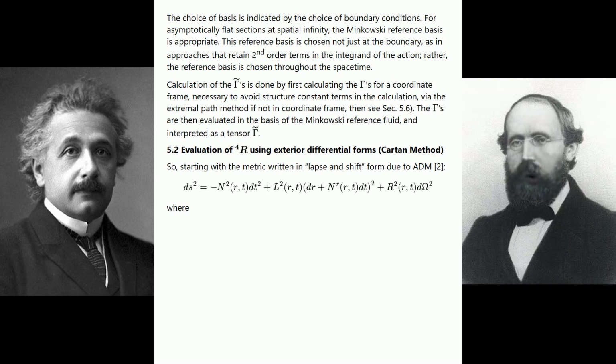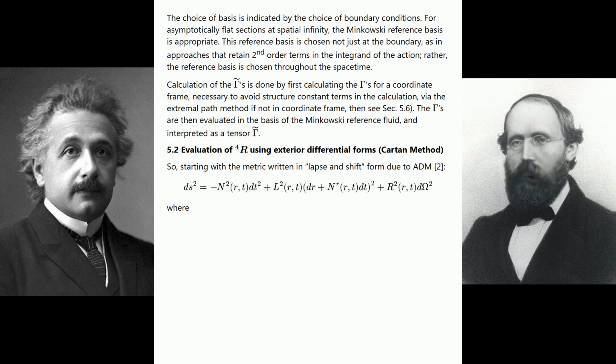This reference basis is chosen not just at the boundary, as in approaches that retain second-order terms in the integrand of the action. Rather, the reference basis is chosen throughout the spacetime. Calculation of the gammas is done by first calculating the gammas for a coordinate frame, necessary to avoid structure constant terms in the calculation, via the extremal path method. If not in a coordinate frame, then see section 5.6. The gammas are then evaluated in the basis of the Minkowski reference frame, and interpreted as a tensor gamma.